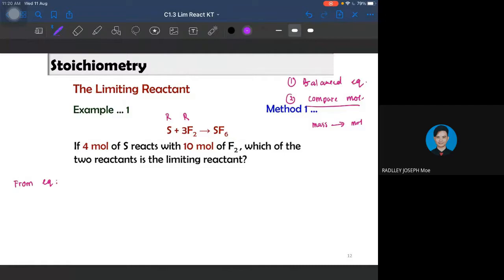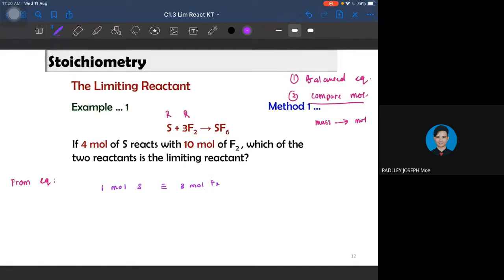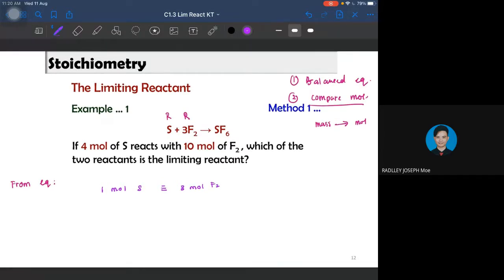Right, so from the equation we know that 1 mole of S akan react with 3 mole of F2. Okay, so kita pilih salah satu. Ini adalah amount ataupun mole yang available.